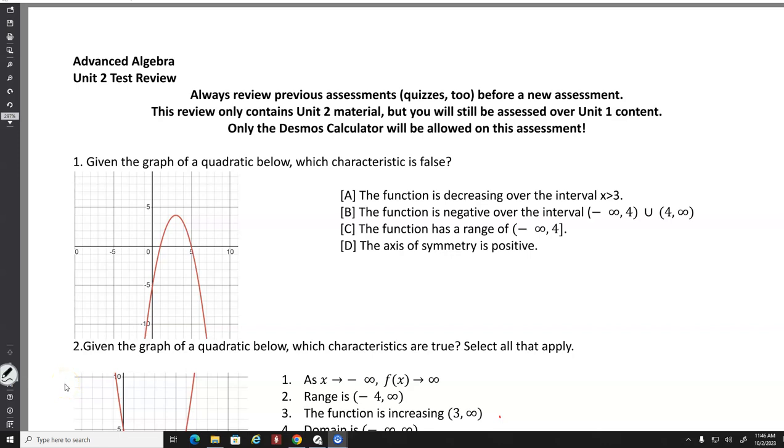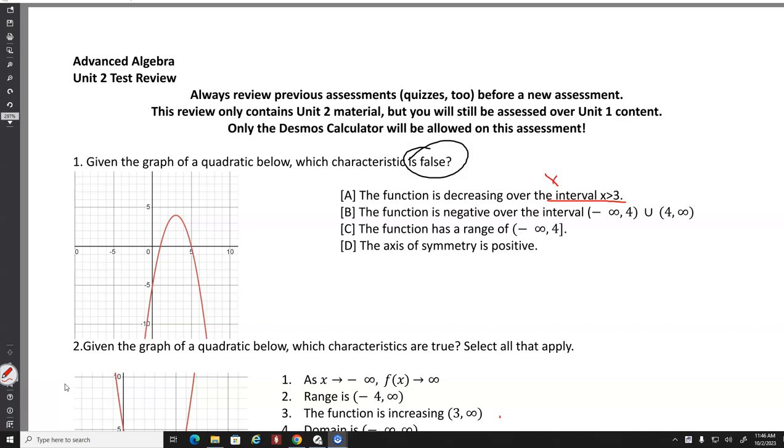All right, guys, we're going to do a Unit 2 test review. Question 1, given the graph of the quadratic below, which characteristic is false? So that's a very important false statement. All right, so the function is decreasing over the interval x is greater than 3.